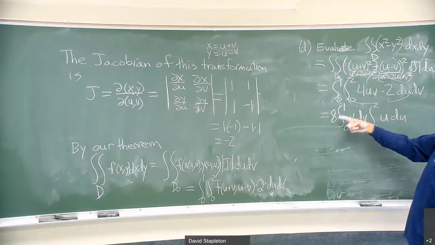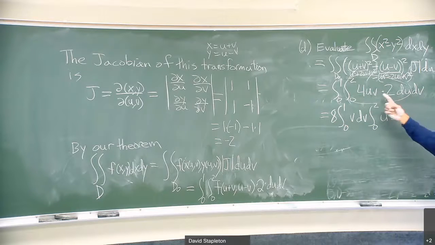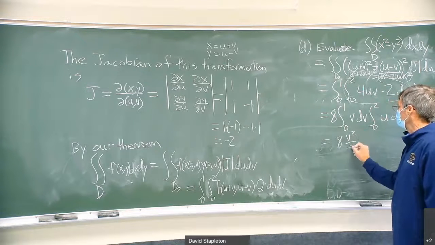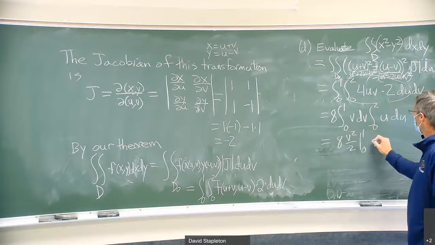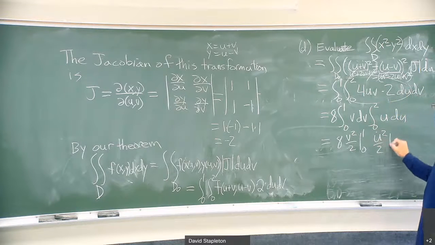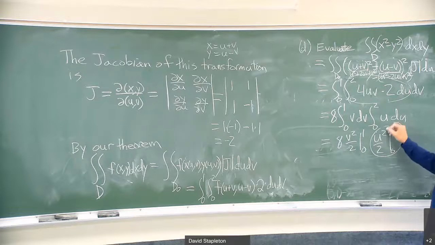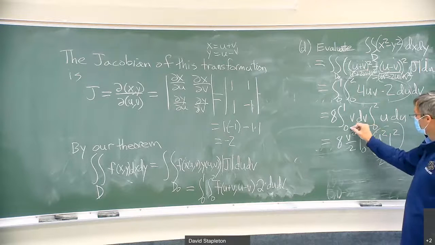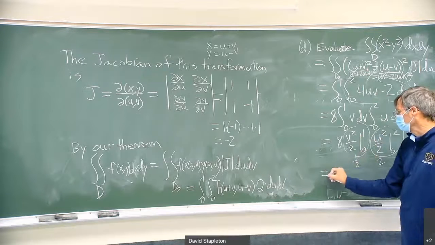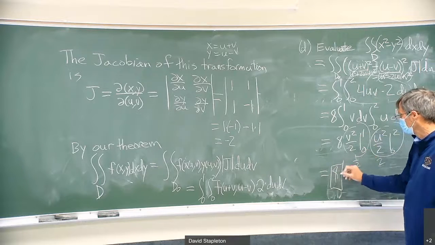So the 4 times 2 comes out front. I can pass the v and dv out of here, being constant within the inside integral, and rewrite it like that. So this is just 8 times v squared over 2 evaluated from 0 to 1, times u squared over 2 evaluated from 0 to 2. Well, this one comes out to be a half, and this one comes out to be 2. And they cancel each other, and we just come out with this being equal.